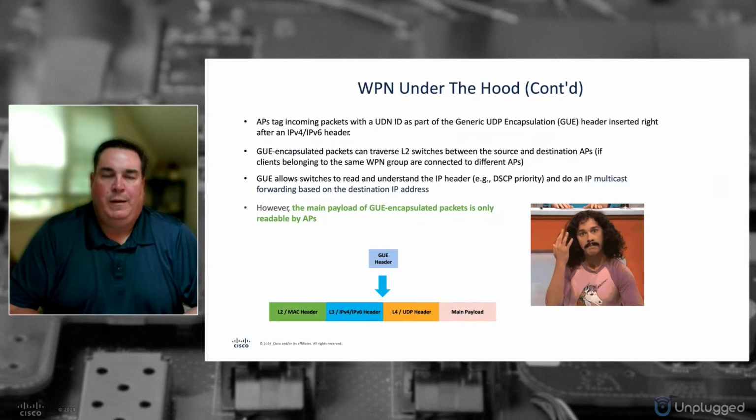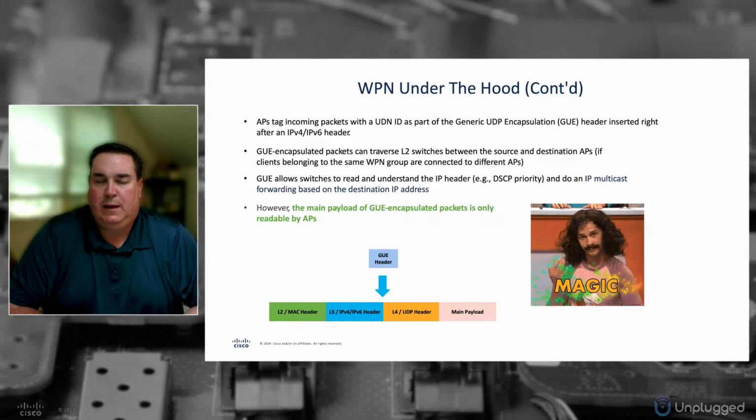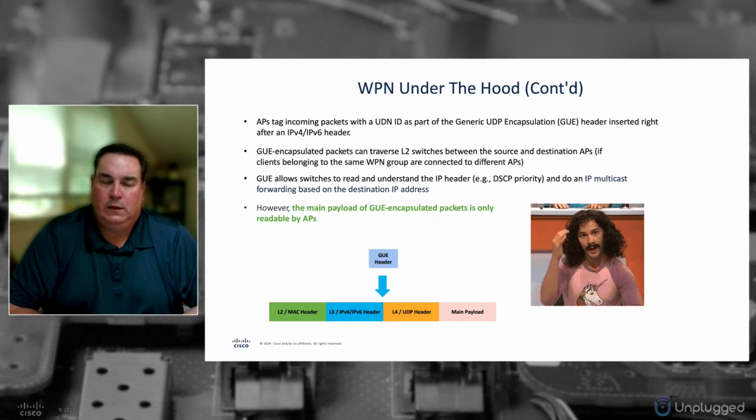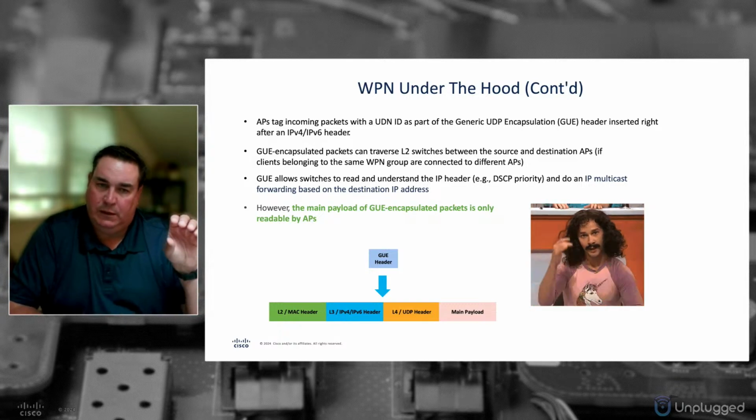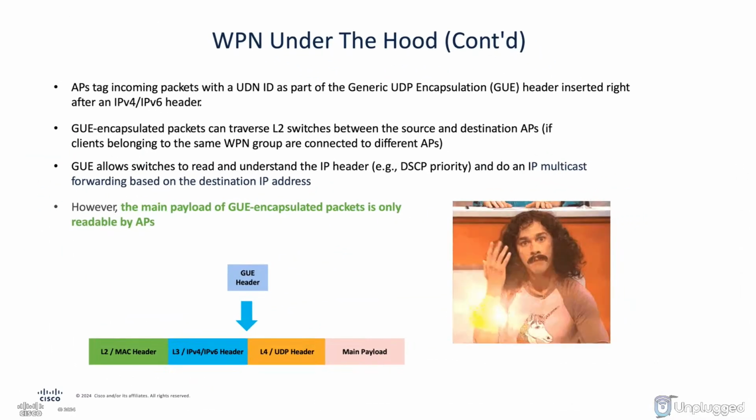So let's talk a little bit more about how this really works. Basically what we do is we append that UDN ID into what they call the GUE, the generic UDP encapsulation part of this packet. So effectively, the WPN ID gets appended in the header. And as the packets are routed through the network from one AP to another AP, they're going to look and see what that UDN ID, or that WPN ID in this particular case, is, and it's going to say whether or not that traffic is allowed. If that WPN ID matches from the source to the destination, we're going to allow that traffic to traverse. If the WPN ID does not match from the source to the destination, we're going to drop that packet.